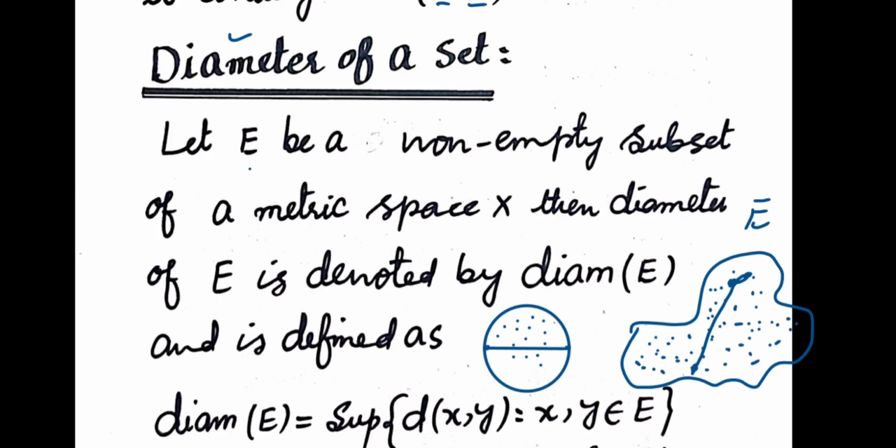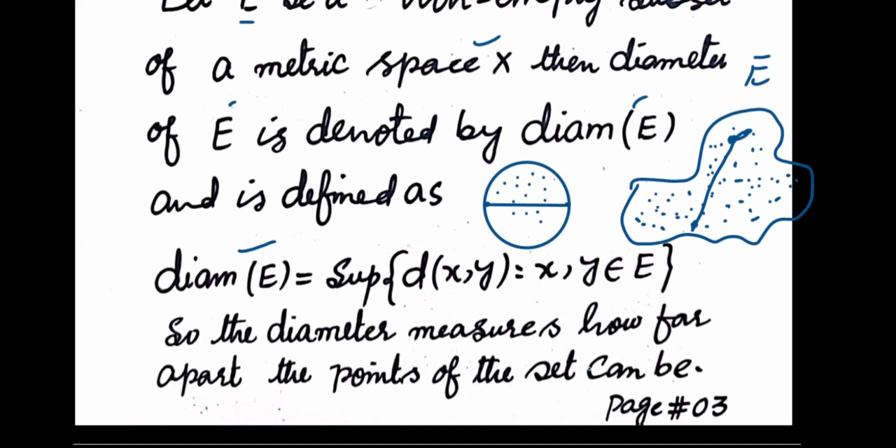So properly we can write this definition as: let E be a non-empty subset of a metric space X, then the diameter of E is denoted by diam of E, and it is defined as the supremum of the distance between 2 points of the set E. So the diameter measures how far apart the points of the set can be.